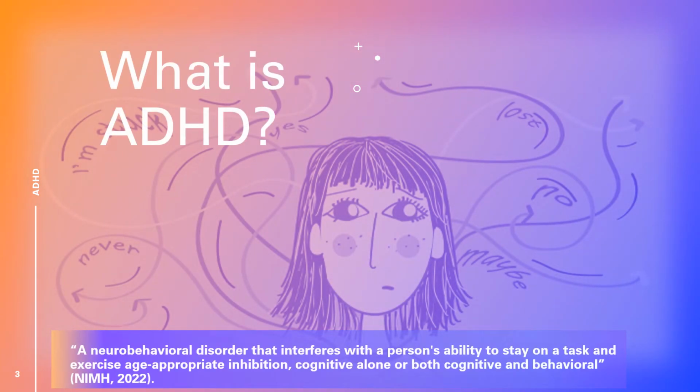ADHD is a neurobehavioral disorder that interferes with a person's ability to stay on a task and to exercise age-appropriate inhibition. Those inhibitions can be just cognitive or both cognitive and behavioral. Attention deficit hyperactivity disorder is marked by an ongoing pattern of inattention and/or hyperactivity, impulsivity that interferes with functioning and development. People with ADHD experience an ongoing pattern of the following types of symptoms.